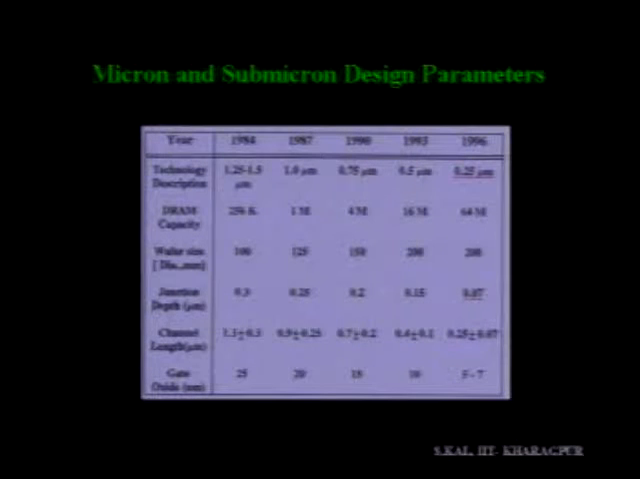And the last parameter shown in this table is the gate oxide. In 84 it was 25 nanometer, and now it is 5 to 7 nanometer. The thickness of the gate oxide is reduced every year, you see, from 25 nanometer, which means basically 250 angstrom units. In 1990 it was 15 nanometer, and now it has reduced to 5 to 7 nanometer. That means it is of the order of 50 to 70 angstrom units. Okay.